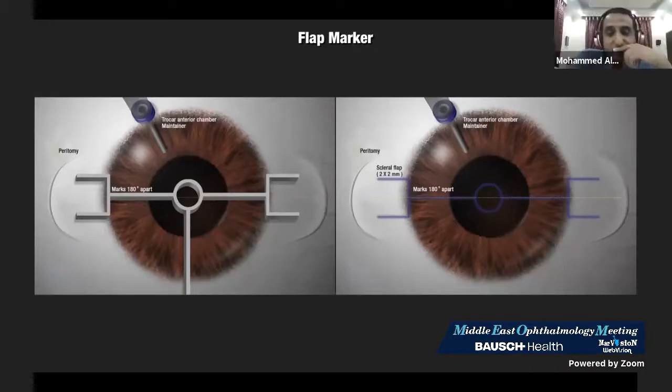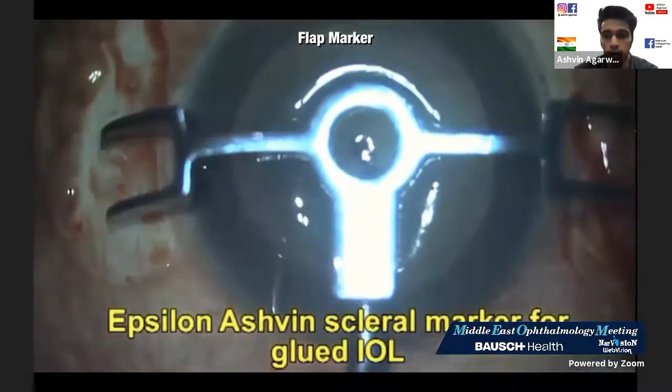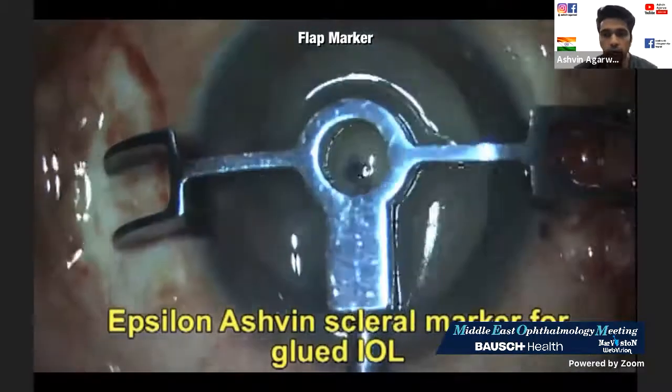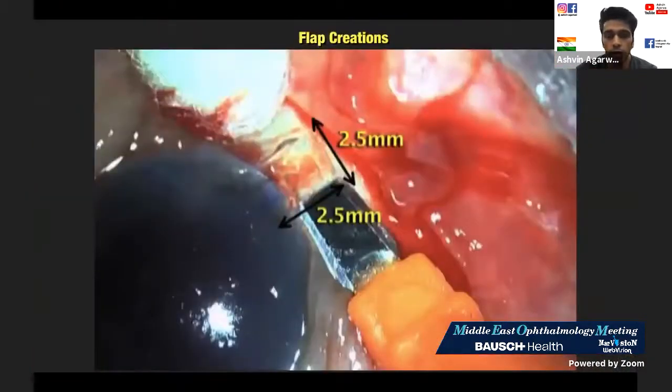Okay. So I'm using this scleral flap marker. This is basically made by a company called Epsilon. I have no financial interest, but they make this, and this is what the product basically does. It marks out the flaps which I really want to make. And how do I make the flaps? About 2.5 by 2.5 millimeters. Right now, if you ask me, I would go even 2 by 2 millimeters, because the size of my sclerotomies have changed, and I'll tell that very soon.